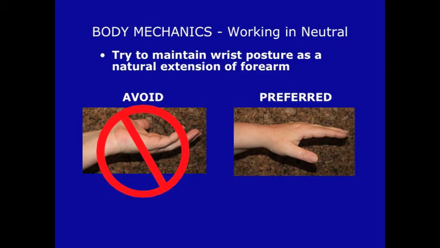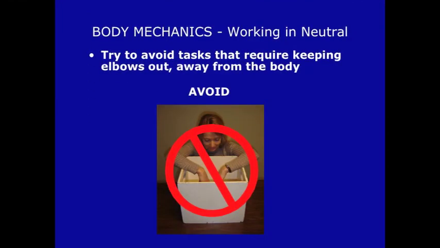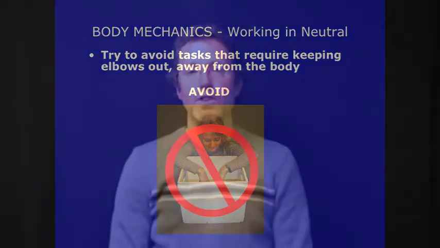What we like to see is having the hand as a natural extension of the forearm. We also like to have the elbows hang naturally at an individual's side when they're working, not have them out away from the body, but to have them hanging naturally at our side, again, as comfortable as possible.